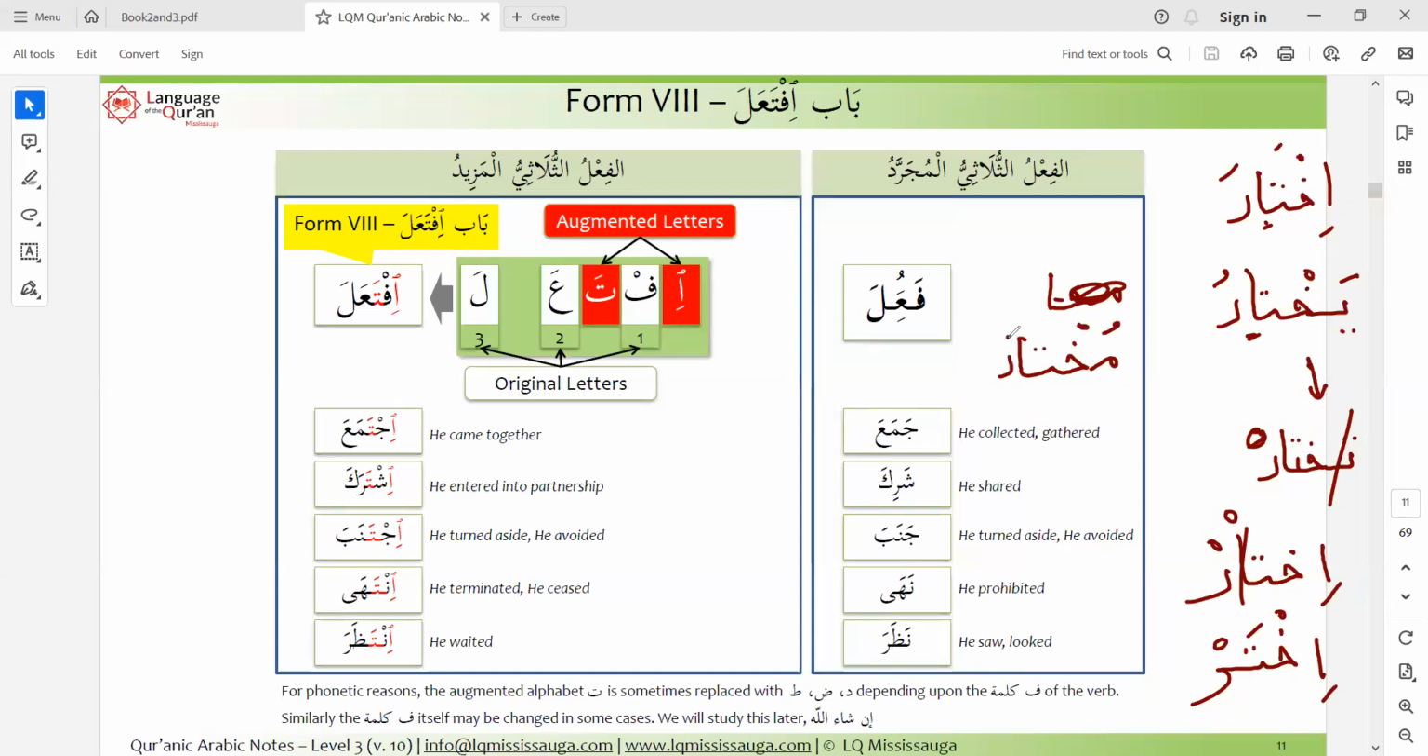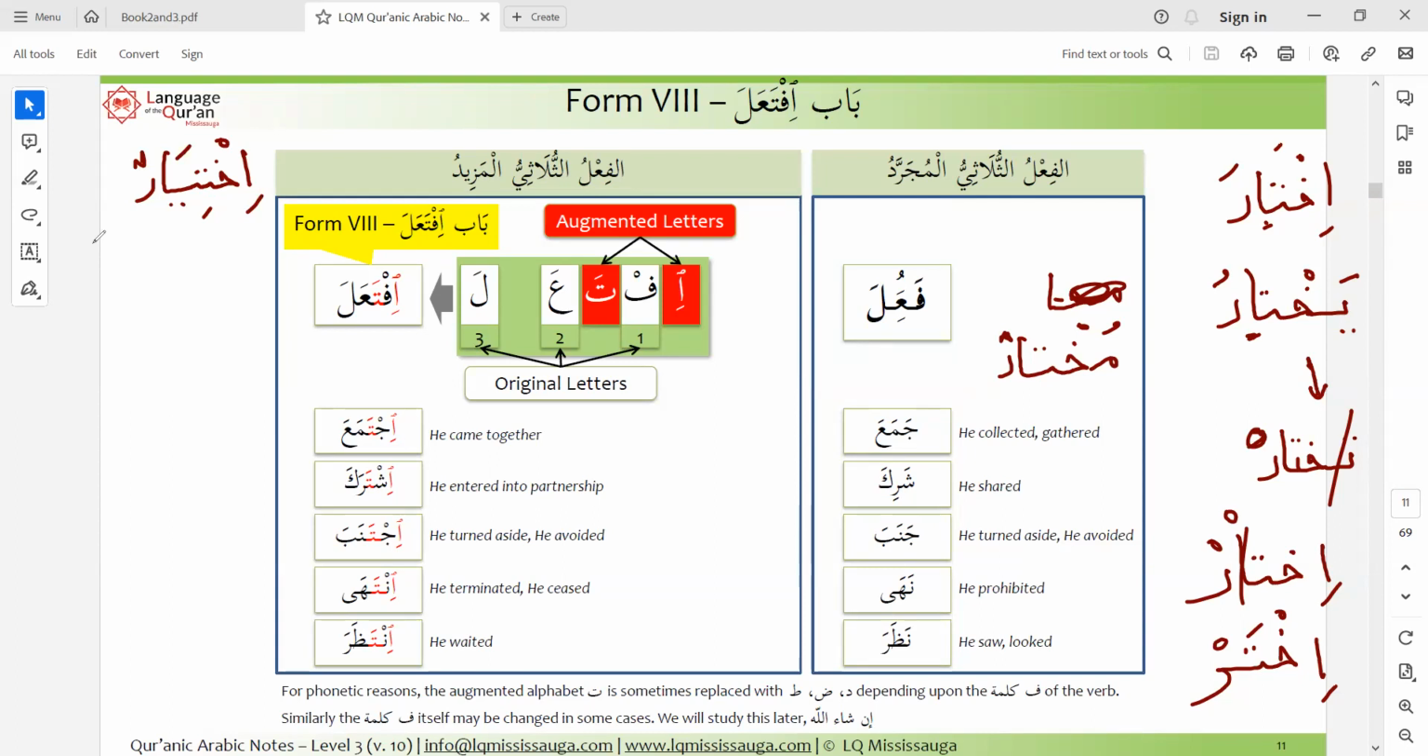So Mukhtar. No ismul maf'ul as such from this. Now, what is the last part in this? The masdar. So what is the masdar? Ikhtiyar, اختيار. This is ajwaf ya'i. So iftial, this alif gets changed to ya. So ikhtiyar is the masdar. You have some ikhtiyar.